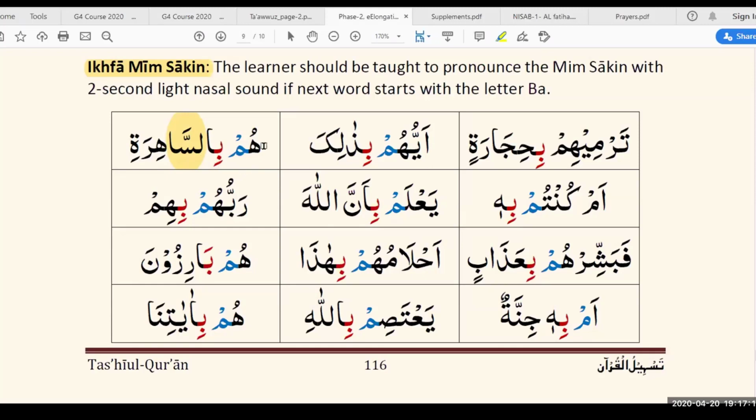So do you want to read this again? Yeah. Bisahirati. Okay, yeah, that was good. So these were the ones that I did before. Do you want to do the next line as well? Okay. Yes.